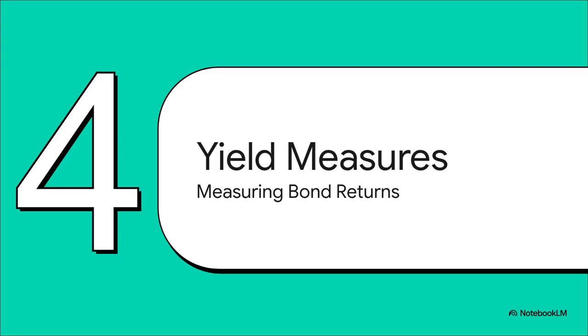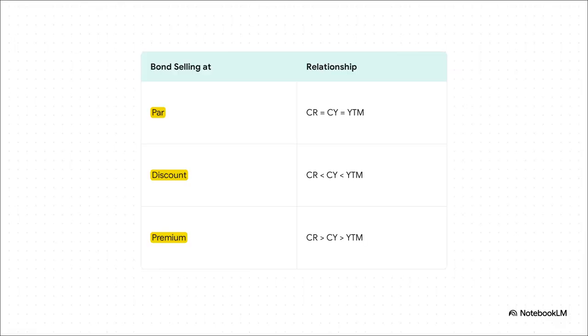Now that we've got a handle on price, let's flip the coin and look at yield. Price is what you pay, but yield is what you earn. It's how we measure the return on our bond investment, and believe me, there's more than one way to look at it. Okay, pay close attention here because this table is pure gold for your exam. It shows the relationship between a bond's coupon rate, its current yield, and its total return, the yield to maturity, or YTM. If a bond sells at par, meaning at its face value, all three are the same.